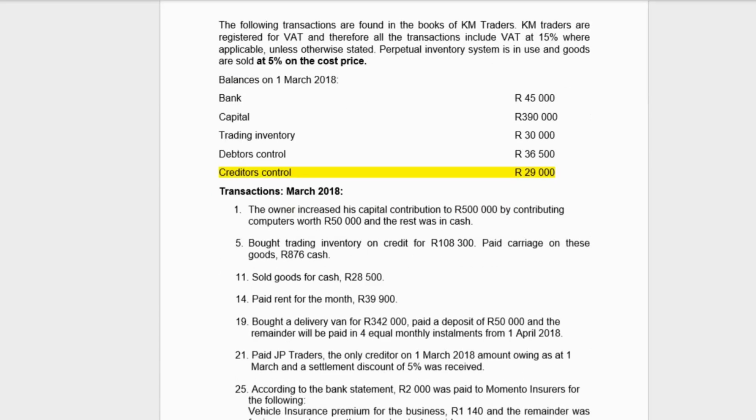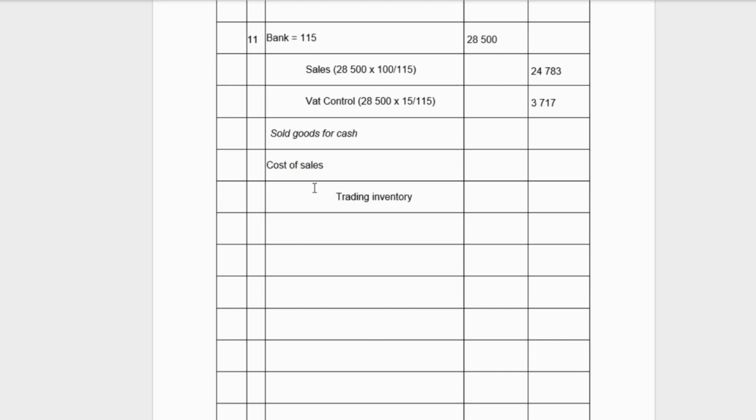So remember, for us to record this, it means we have to say open brackets. Remember I said we're going to use sales, this sales of 24,783. So we're going to say multiply by 100 because the principle of the markups is whenever the markup is on cost price, the cost price is equal to 100, and our cost price is our cost of sales. Then we're going to divide by 105 because our sales is going to be equal to 105.